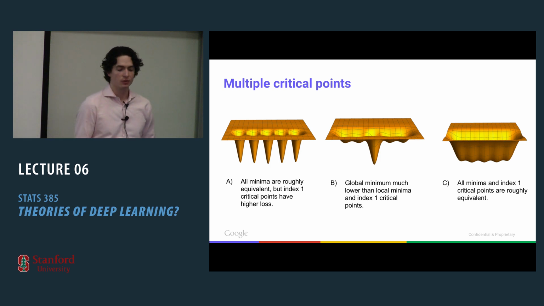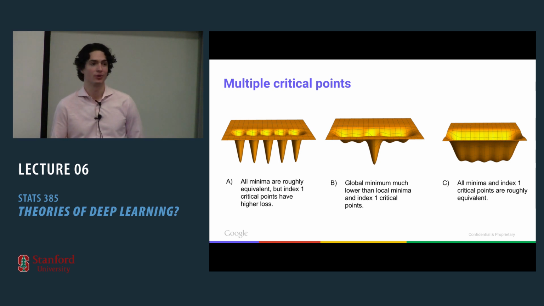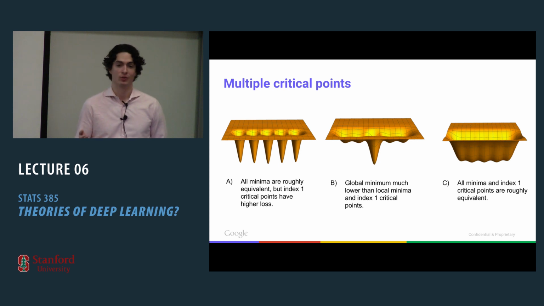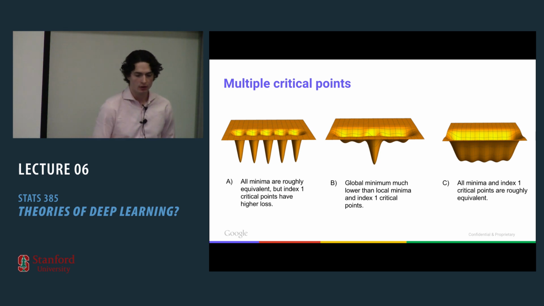So you could imagine, depending on which scenario you are in, optimization will proceed a lot differently, and you might want to adjust your algorithm accordingly. So it would be nice to know a priori which of these cases, or some others that I haven't listed here, you happen to be in when training your deep neural net.